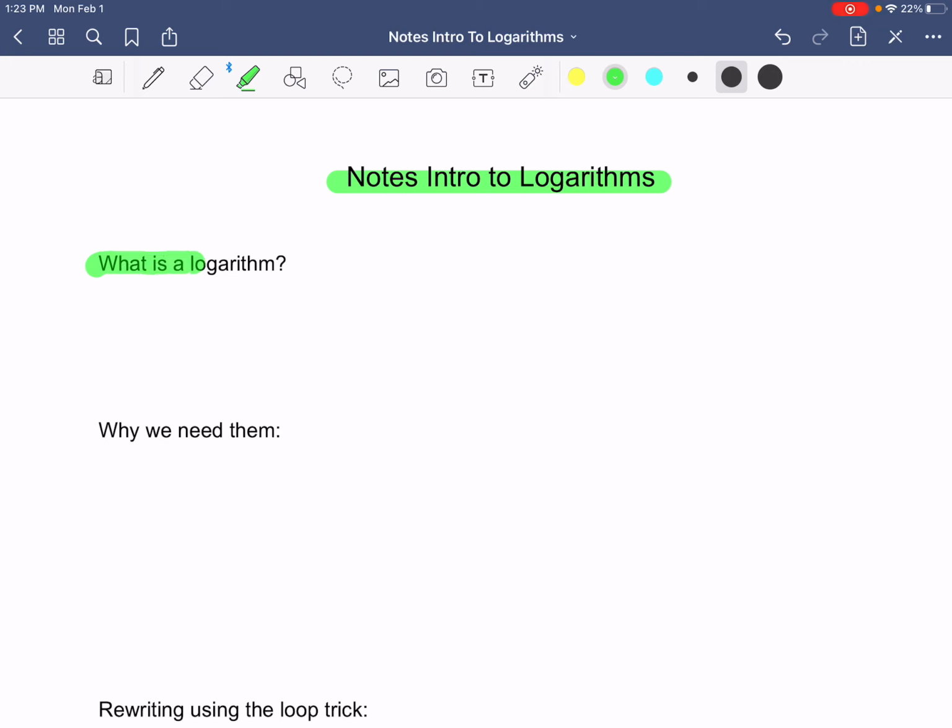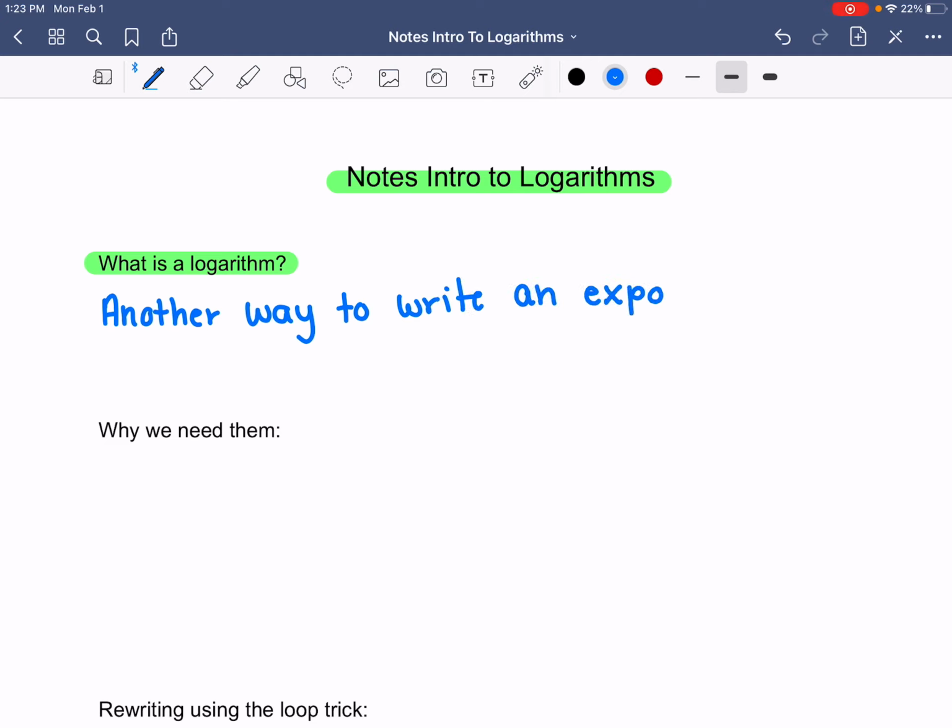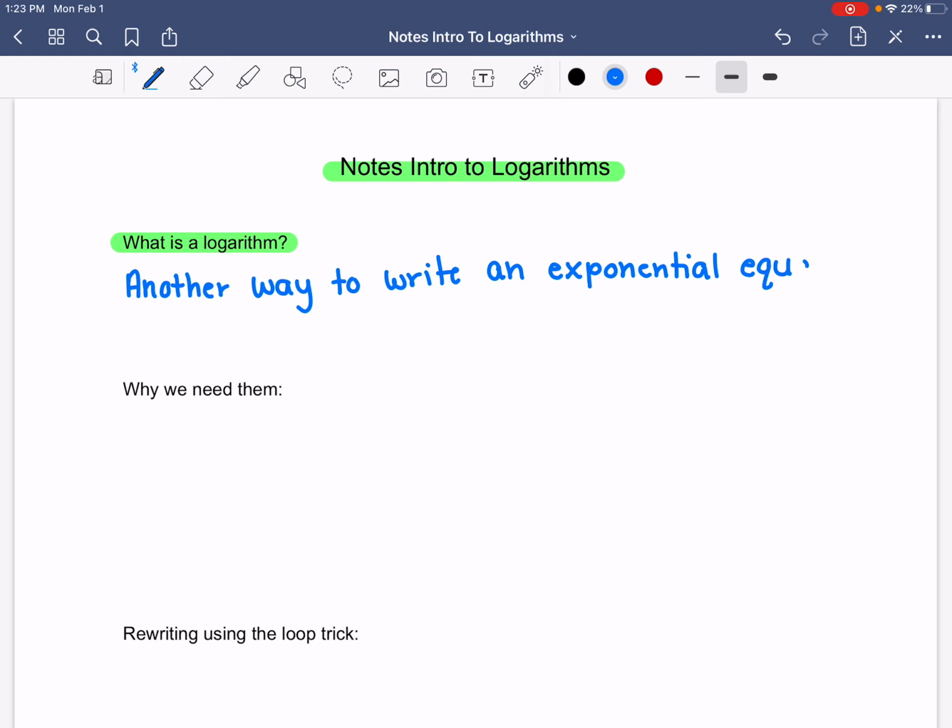You may have seen logarithms before in chemistry. If you've taken chemistry class, you may have seen them there. But what is a logarithm? A logarithm is just another way to write an exponential equation. How logs will look is it's going to say the word log, that stands for logarithm. It's going to have a little base number, written small, and then a regular size number. The way that you read it out loud is you say log base b of a.